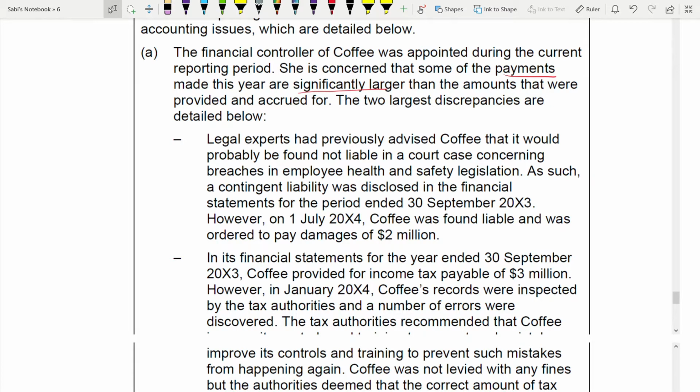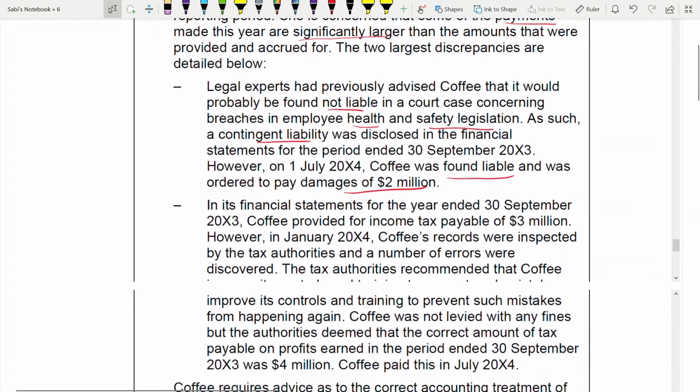This 7 marks you have to allocate accordingly with the 2 issues, the 2 discrepancies. First one: a legal expert had previously advised Coffee that it would probably be found not liable in a court case concerning breaches in employee health and safety legislation. Not liable according to the health and safety legislation. As such, a contingent liability was disclosed in the financial statements for the period ended 30th September 2003. However, on 1st of July 2004, Coffee was found liable and was ordered to pay damages of 2 million.